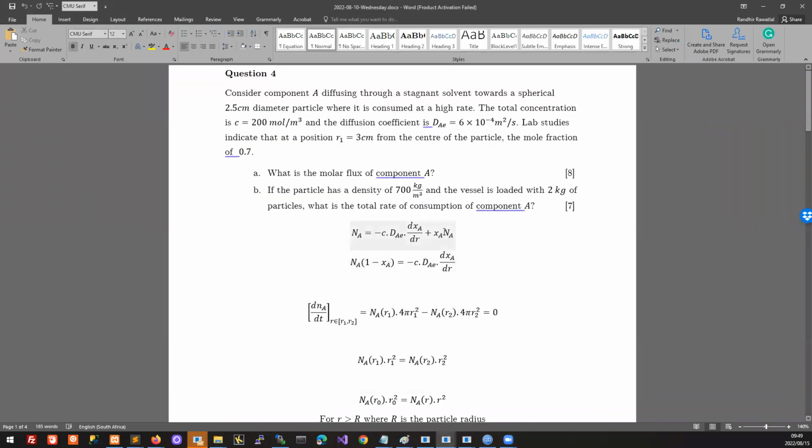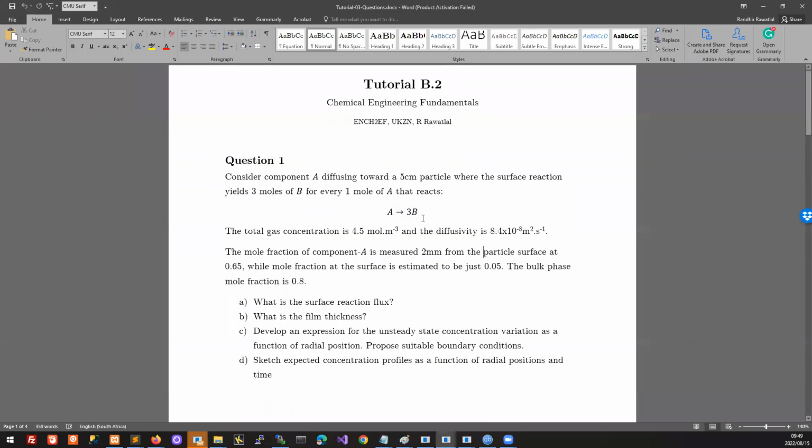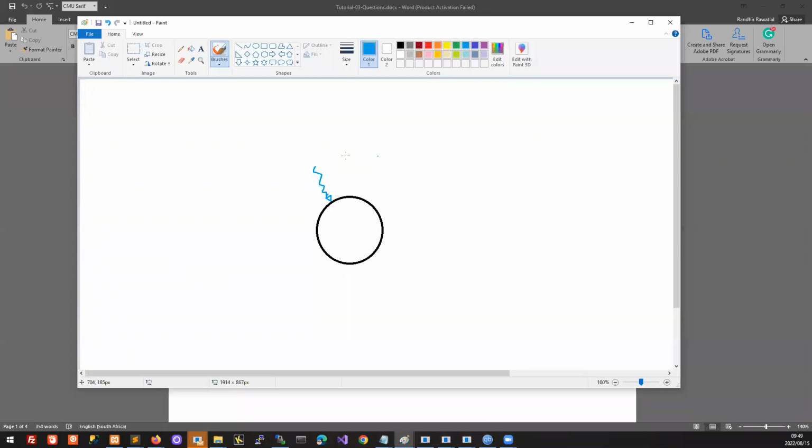So in this problem, we've got our component A reacting to give us 3 of B. So A diffuses in. So there's A coming in here. And for every 1 of A coming in, 3 of B are going out. And when we say coming in and going out, we also don't want to assume something here, right?